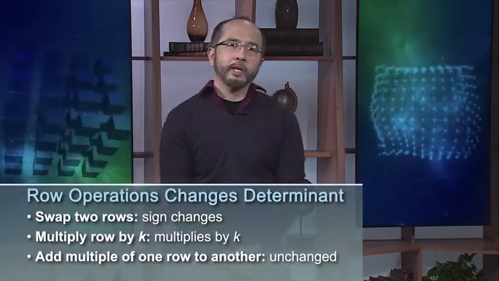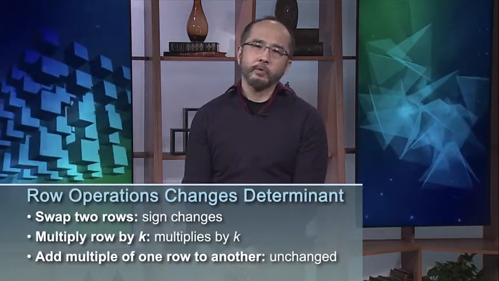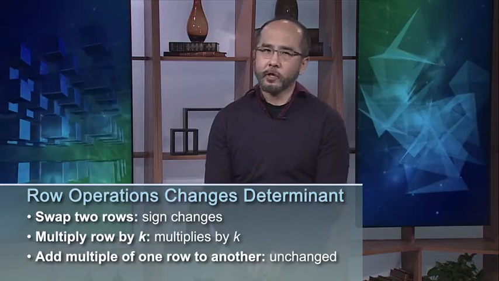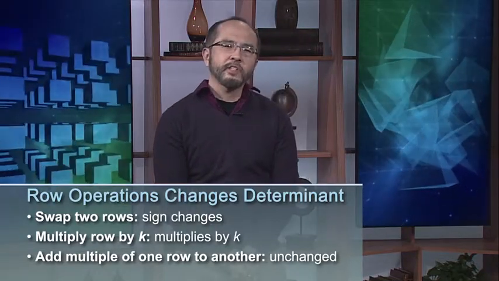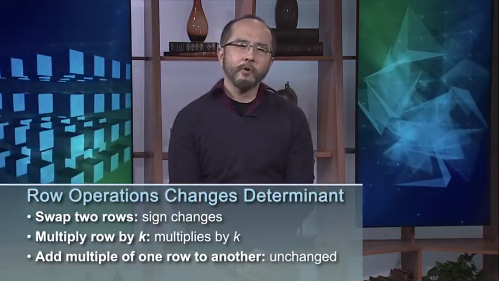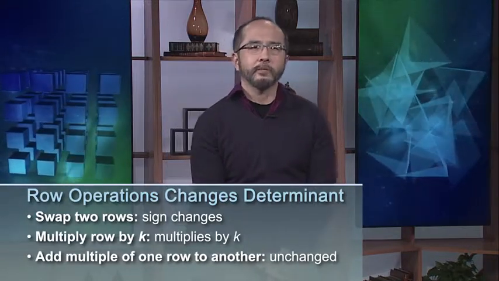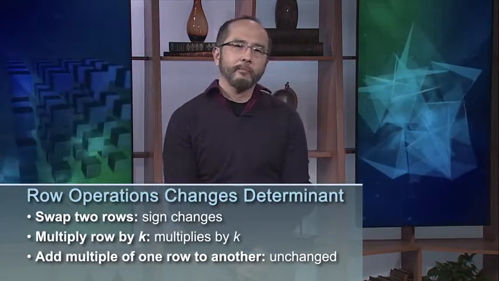The third row operation is adding a multiple of one row to another. I claim that this actually does not change the determinant at all. This fact is not so easy to see, so I won't prove it for you here, but in the guidebook for this lecture, I'll provide questions to ponder that may help provide hints.